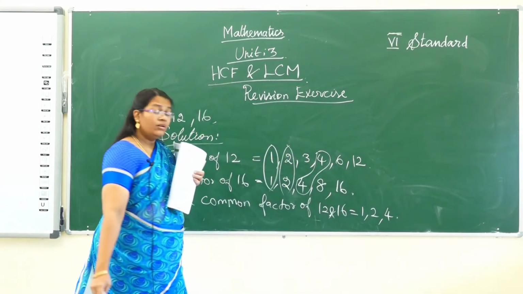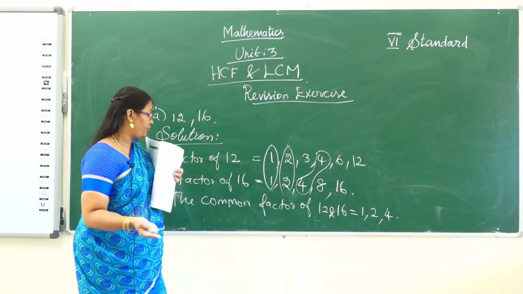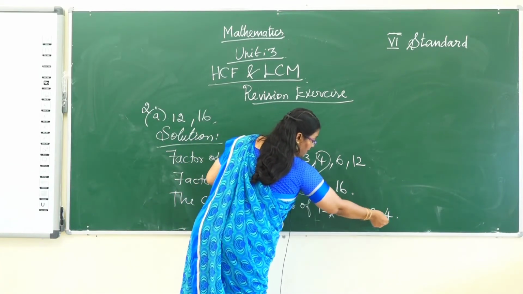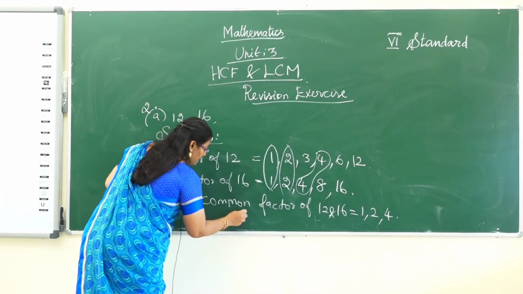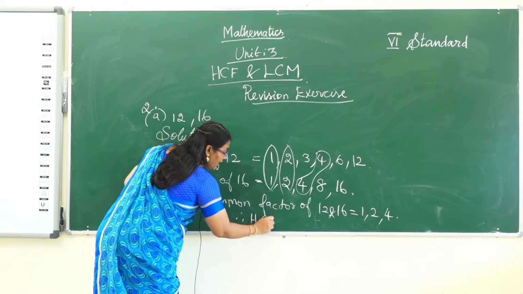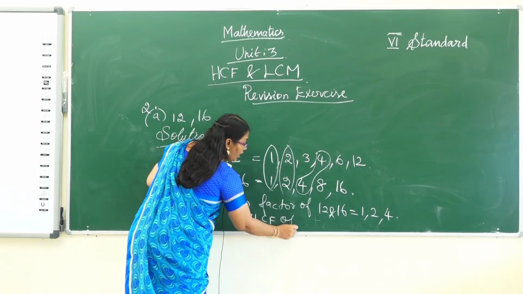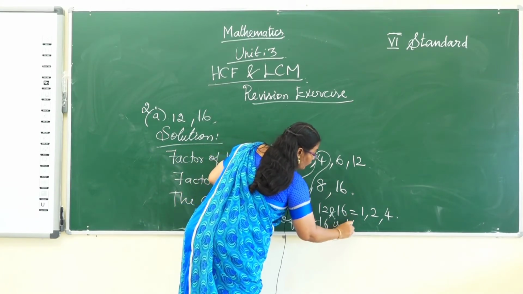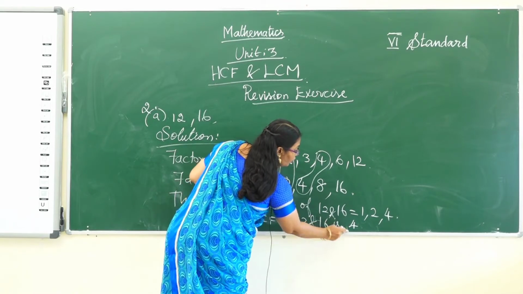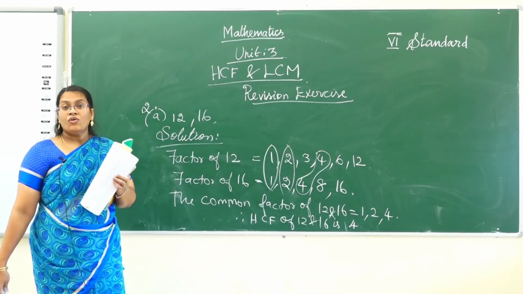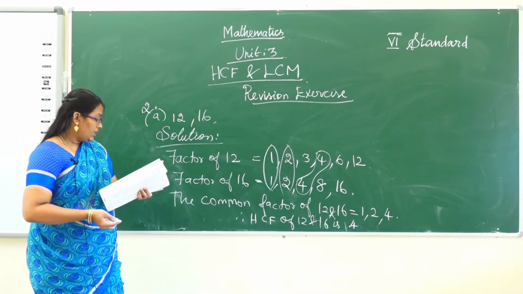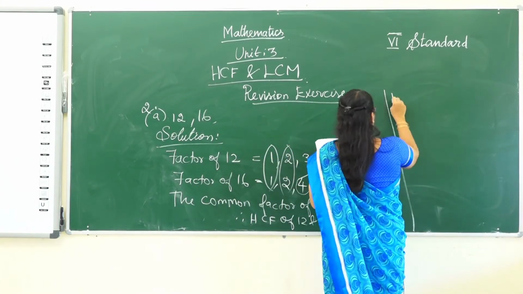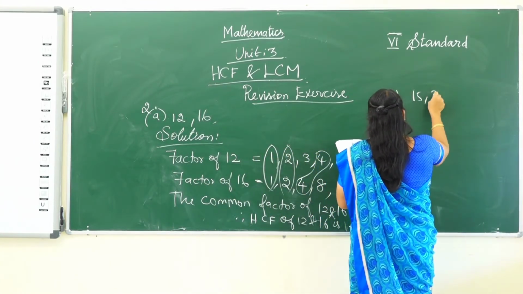What do we need to find out? HCF, highest common factor. So these are all the common factors. Which one is the greatest value? 4. So therefore HCF of 12 and 16 is 4. Okay, and next one, B, 15 and 35.